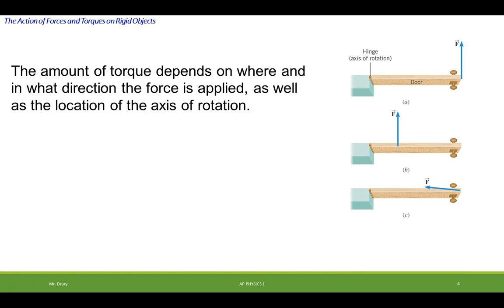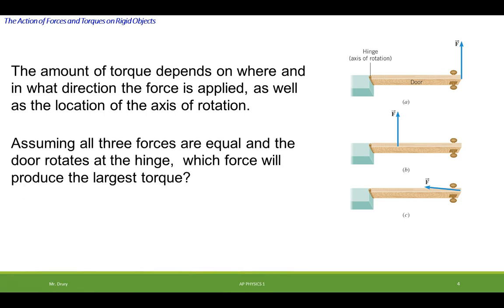So imagine we have a door, and it has a hinge on one side and a doorknob on the other. Where should we place this force, assuming the forces are all the same, and in which direction should we push it to have the maximum torque? This should be kind of common sense. You don't push on the middle part of a door or near the hinge to get it to rotate. You don't push into the hinge to get it to rotate. So the maximum torque will occur right here on the edge.